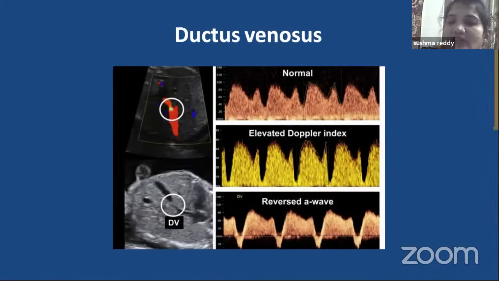Ductus venosus, if changes occur in the ductus venosus, that is very ominous. As soon as ductus venosus Doppler changes are noticed, the baby should be delivered as quickly as possible, either it be reduced A wave or reversal of A wave. If there is high resistance here or if there is reversal, whatever it is, it indicates that the fetus is probably going into acidosis. That indicates that the fetus has to be delivered immediately, that is, as early as possible.